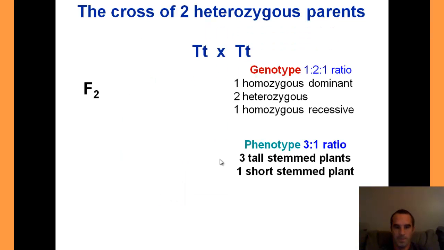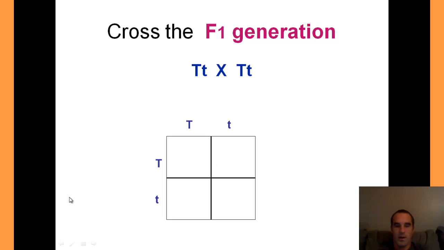Okay, for this one, you should have in this box 2 uppercase T's. In this box, uppercase T, lowercase t. In this box, an uppercase T and a lowercase t. And in this box, 2 lowercase t's. So you have 1 homozygous dominant, 1 homozygous recessive, and 2 heterozygous plants.